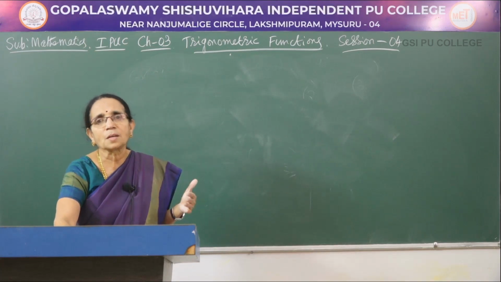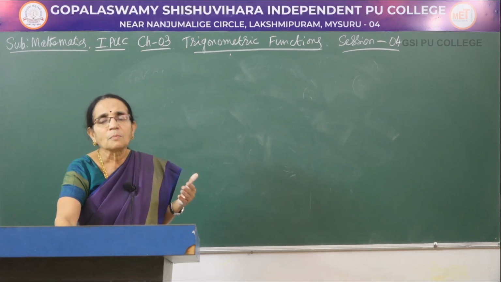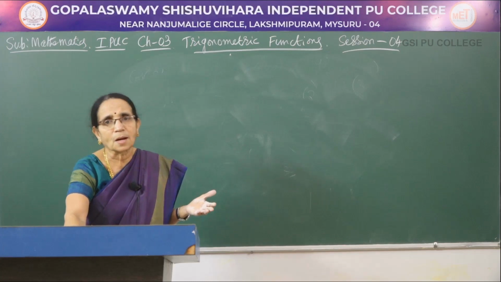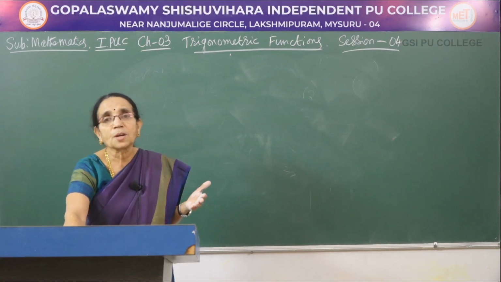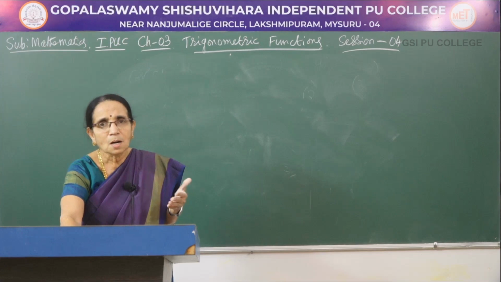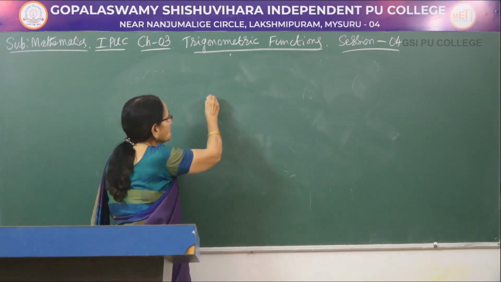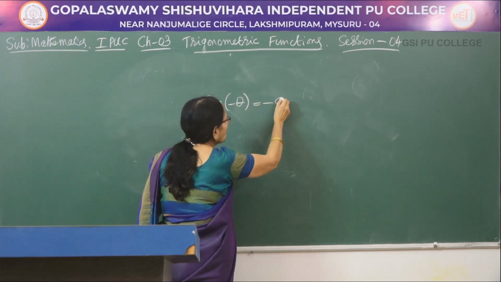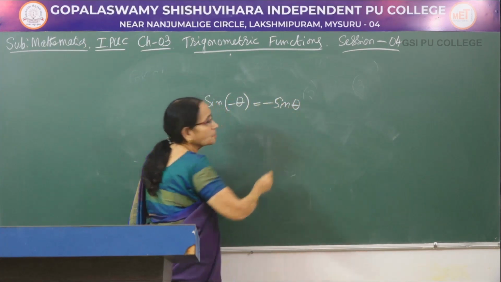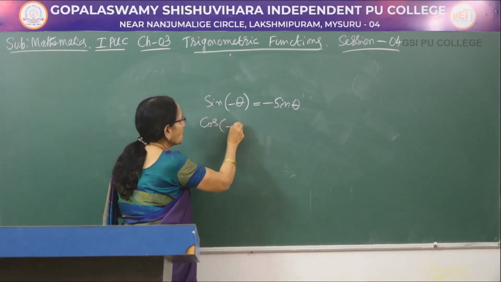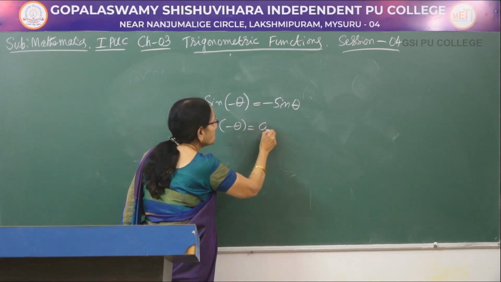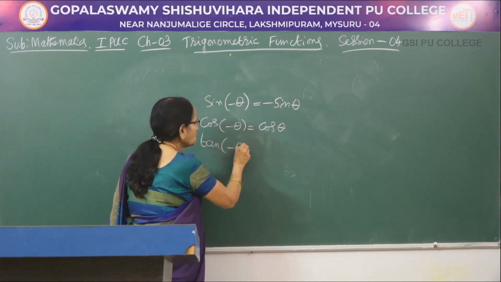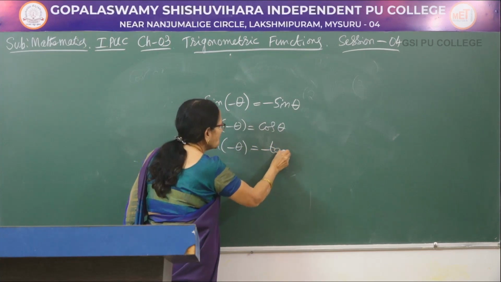So, suppose we are having sin of minus 45, cos of minus 90 or tan of minus 10 degrees. It need not always be a standard value. Some angle, if it is taken in the negative, what would be the rule? How to find the value? For that, now I am giving this rule. Sin of minus theta would be minus sin theta. Cos of minus theta would be plus cos theta. Be careful about this one. Tan of minus theta is minus tan theta.